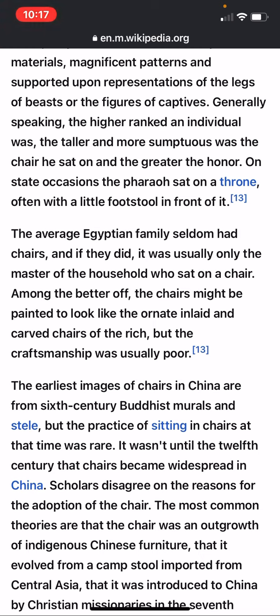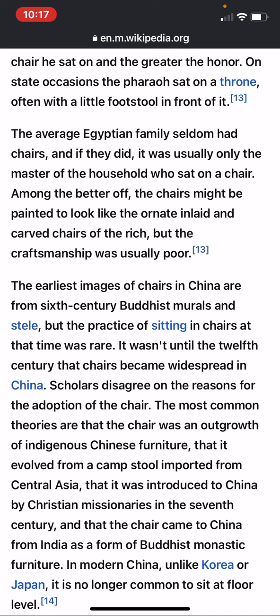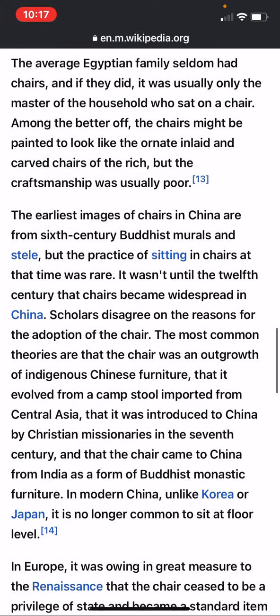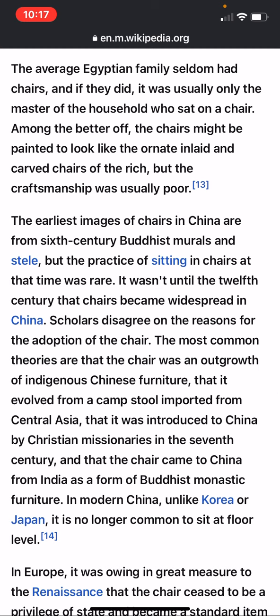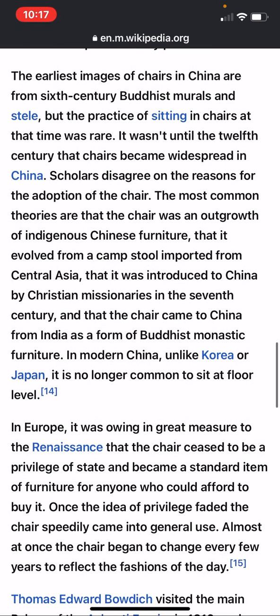Generally speaking, the higher ranked an individual was, the taller and more sumptuous was the chair he sat on, and the greater the honor. On state occasions, the pharaoh sat on a throne, often with a little footstool in front of it. The average Egyptian family seldom had chairs, and if they did, it was usually only the master of the household who sat on a chair. Among the better off, the chairs might be painted to look like ornate inlaid and carved chairs of the rich, but the craftsmanship was usually poor.